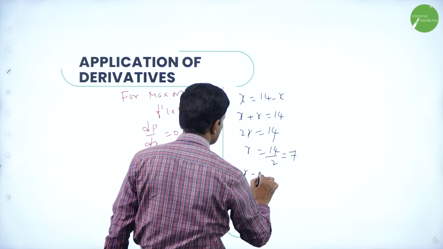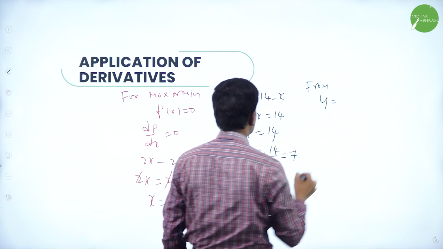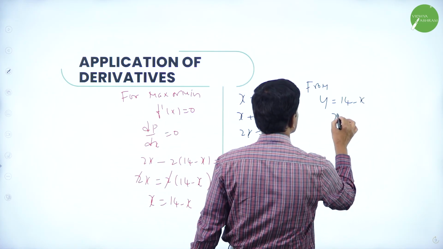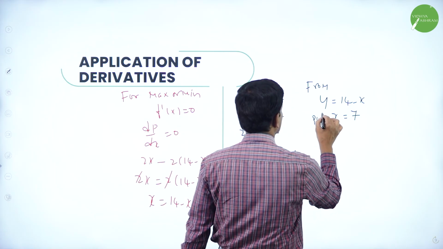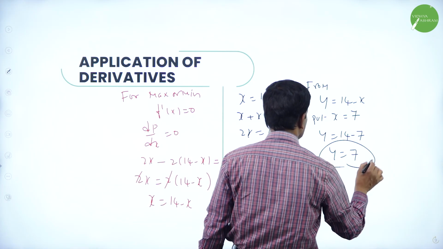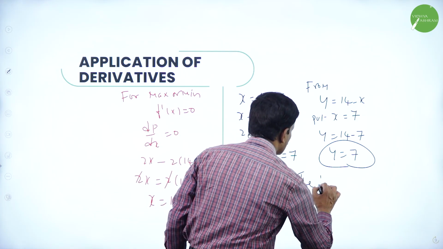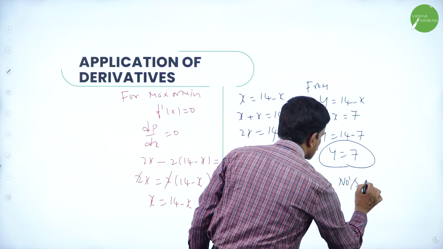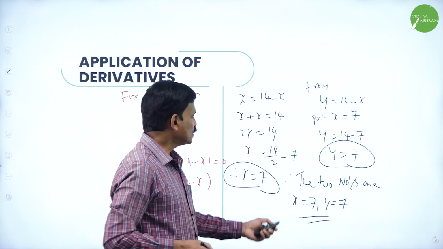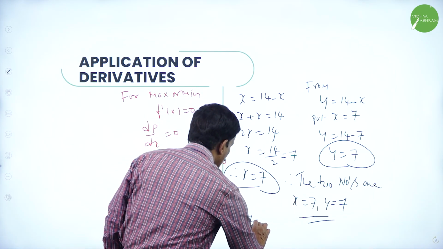So one value of x is 7. Now, from the equation, what is y? Y is equal to 14 minus x. Put x is equal to 7, then what you will get? Y is equal to 14 minus 7, that's also equal to 7. So therefore, the two numbers are x is equal to 7 and y is equal to 7. The two numbers are 7 and 7.